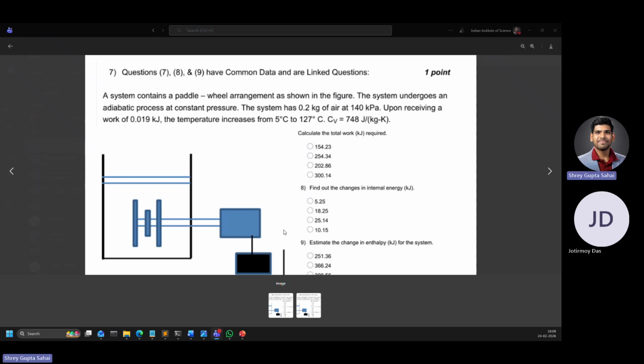What about the answer to 9? 9 is also not matching because in the case of the change in enthalpy, I'm applying the formula del H is equal to Cp del T, so the overall energy will be del H equals Cp del T. Over here we know the value of the Cp by Cv ratio for air. So from there we have to derive Cp from Cv, and then we can get the value of H.